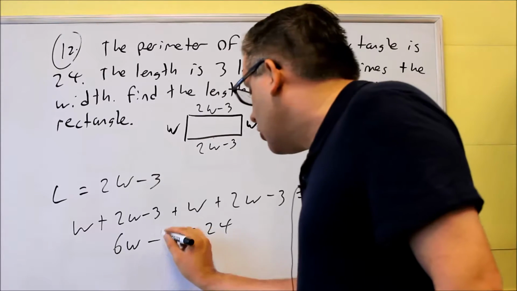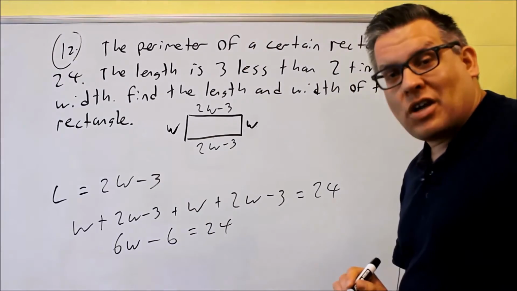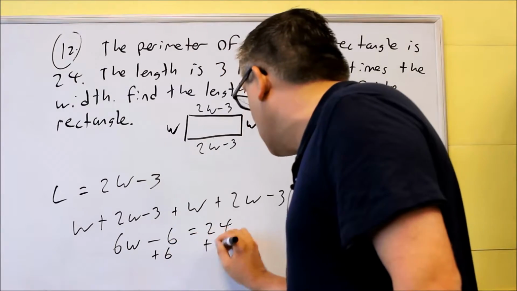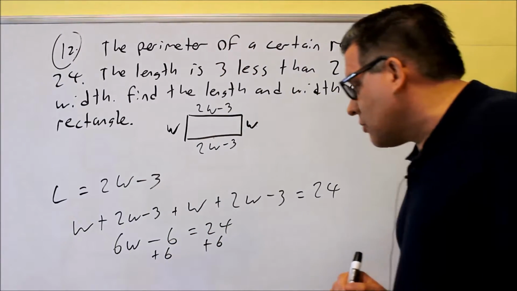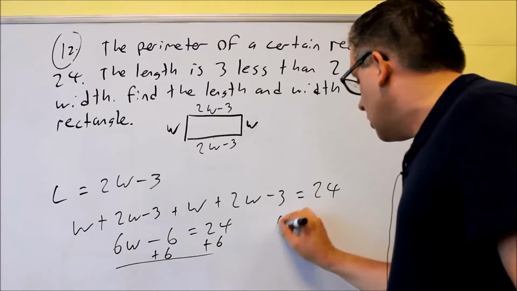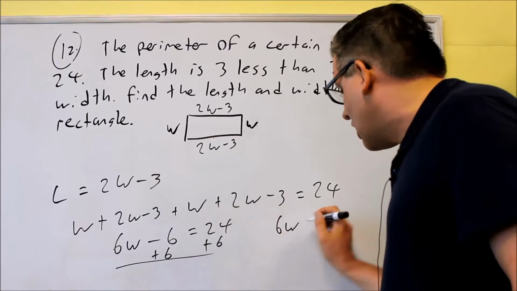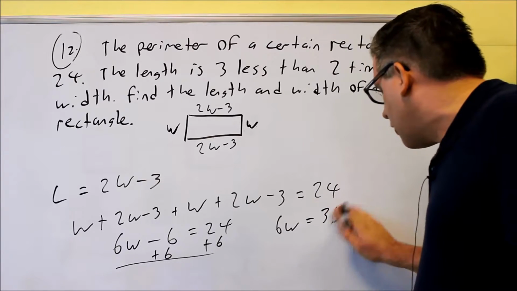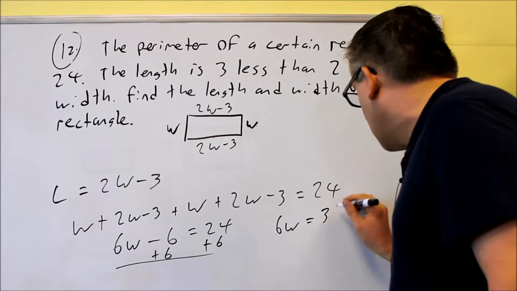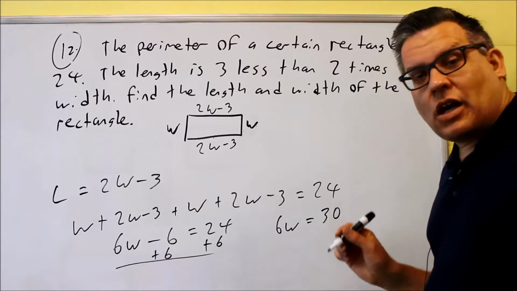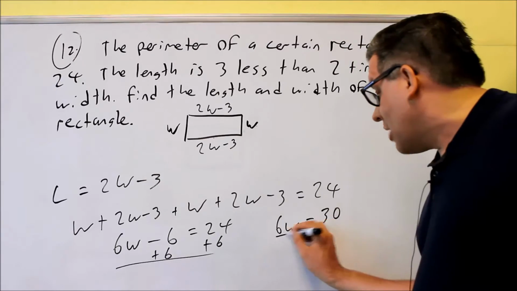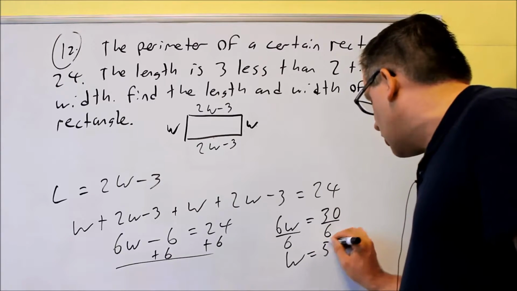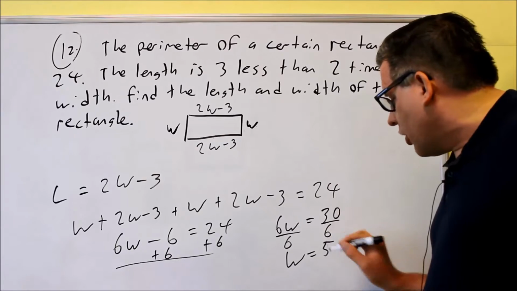Alright, now we want to solve for W. We're going to do the opposite operation because we want to get rid of that 6 and get the W by itself. So we're going to add 6 to both sides right there. So let's come over here. 6W, the 6's cancel. I have 24 plus 6, that's 30. It'll look like a 30 here. Okay, so 30. And then you want to do the opposite operation, divide both sides by 6, and then you get your W is equal to 5. Alright, so width is equal to 5.